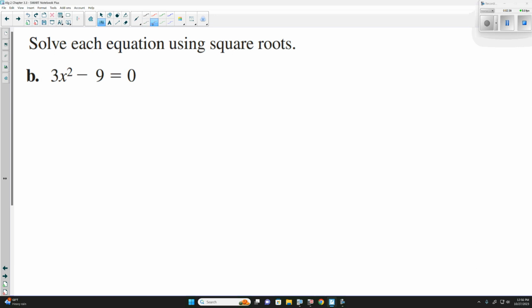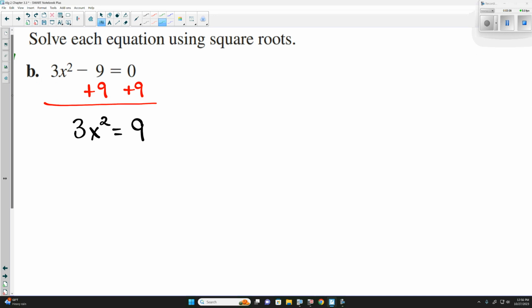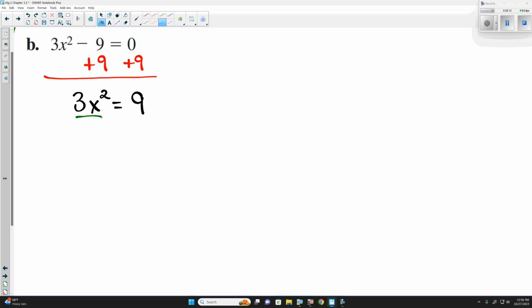Now the first part of the square root method is to get the term being squared by itself. So what's the first thing we would do? We would need to move the 9. We can add 9 to both sides, because our term being squared in this case is the x squared. That's our squared term, and we need to get it by itself. Is the squared term by itself now? What do we need to do next? Divide both sides by 3, which tells us that x squared is equal to 3. 9 divided by 3 is 3.